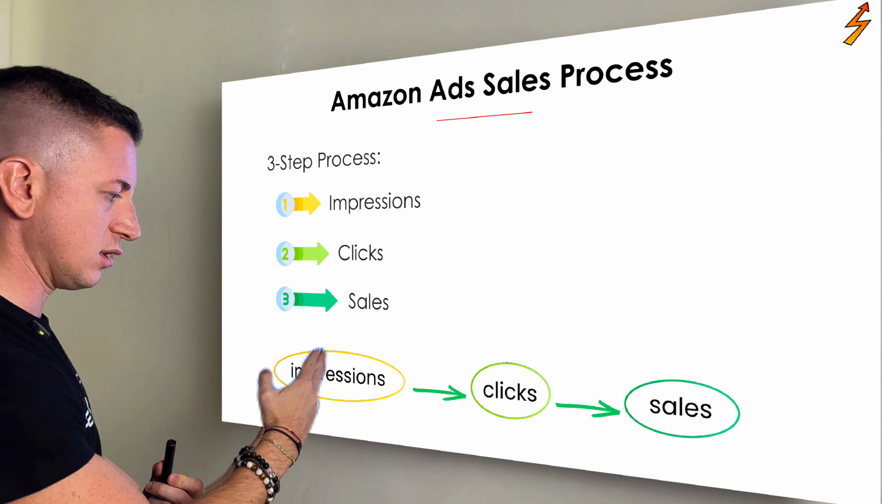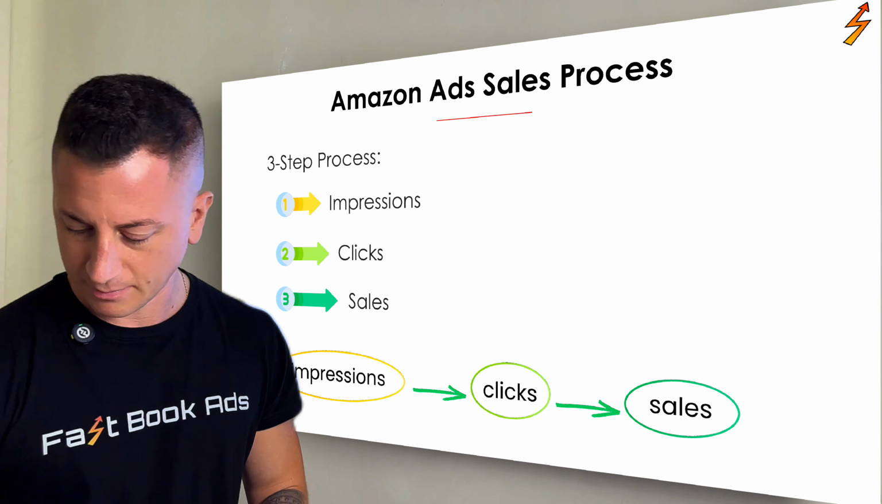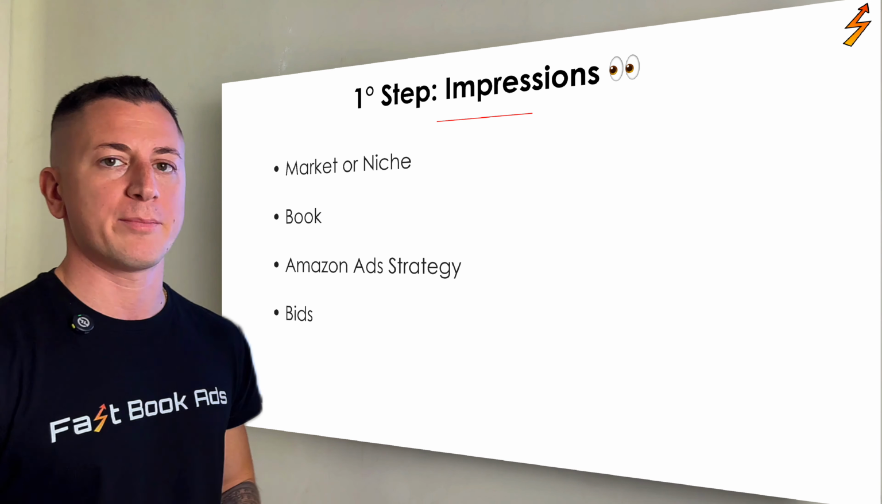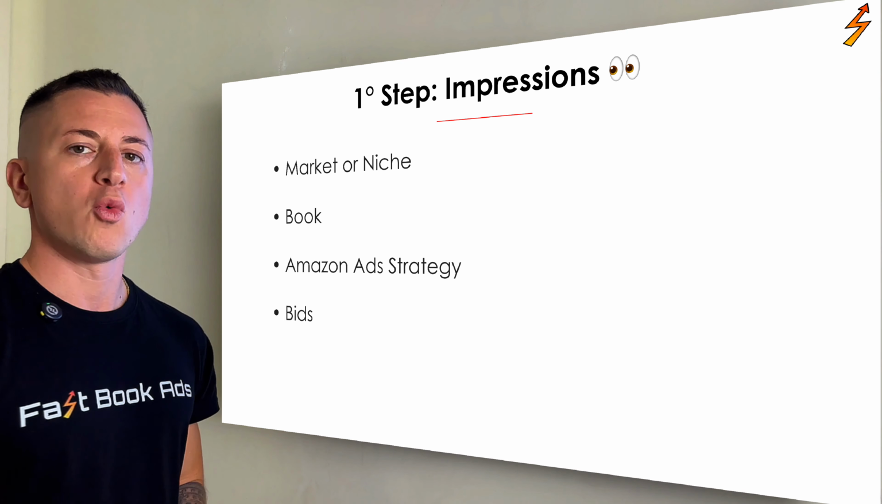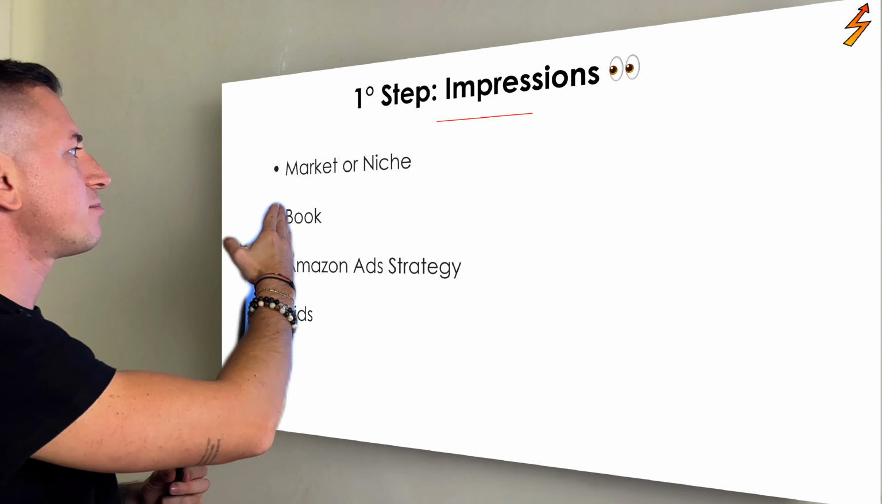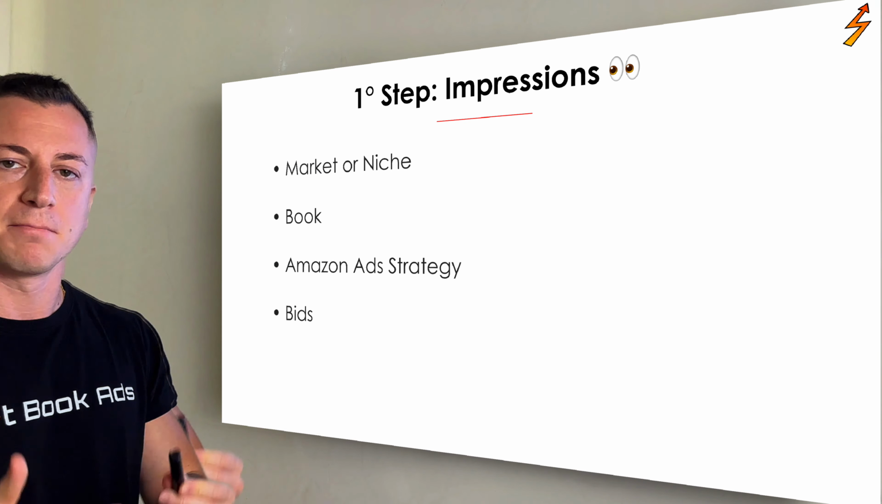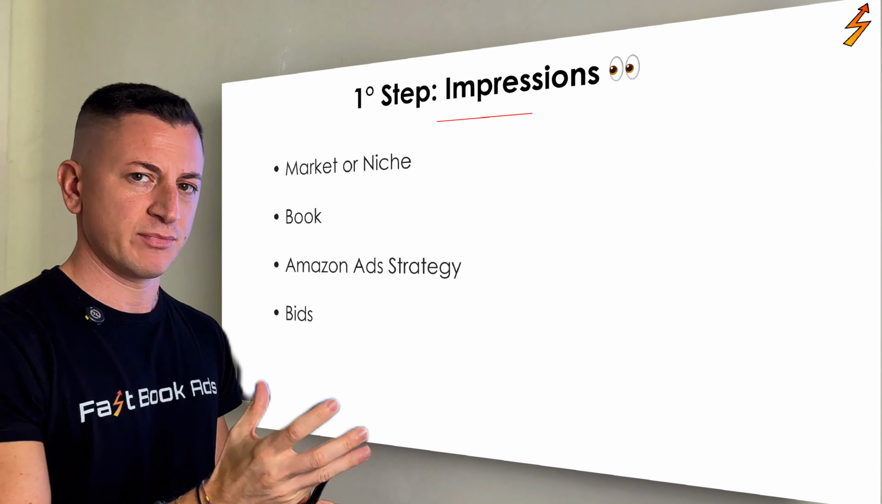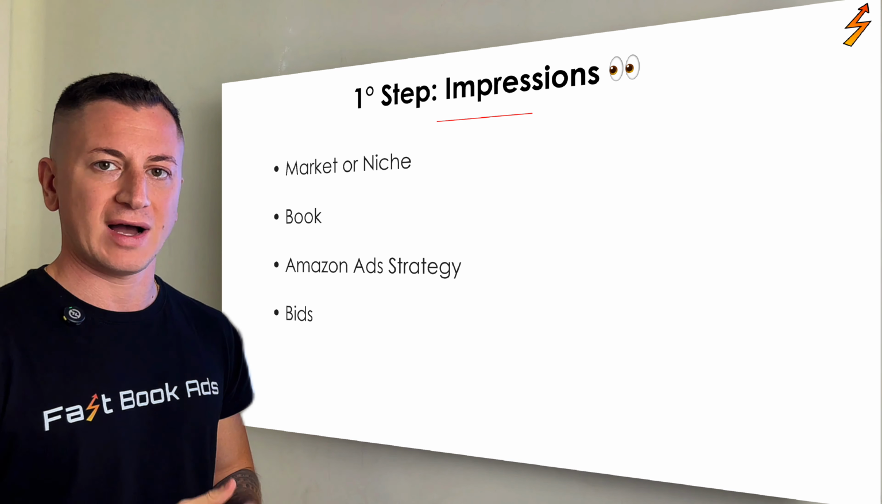First, impressions. Without impressions, we won't have clicks, and without clicks, we won't have sales. So let's dive into the first step, the step in which we have to generate impressions. What influences impressions? Impressions are influenced by the market or the niche. Obviously, we have to publish a book where there is a market, where there are people looking for a book with the same topic as our book.